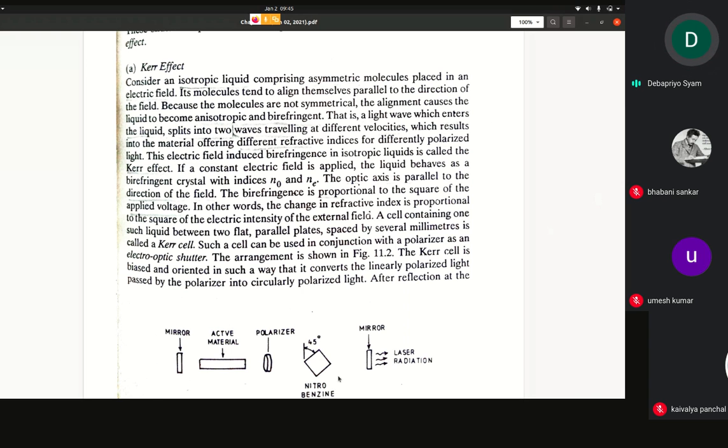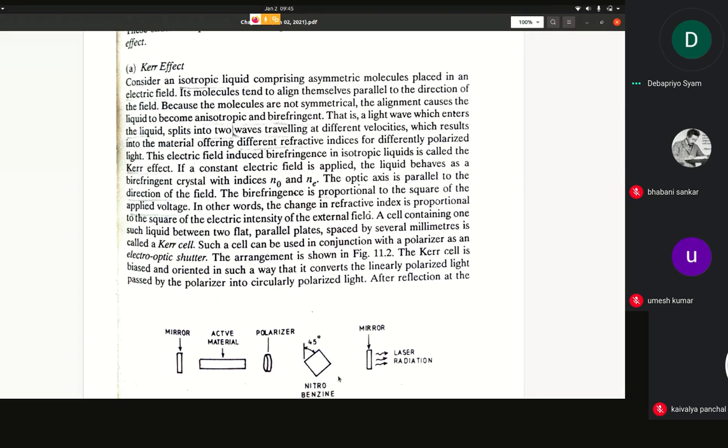Now what happens is that when the flash lamp is started, the ruby rod emits radiation. So part of it goes towards the fixed mirror, the 100% reflecting mirror on the left hand side, gets reflected, and some of this goes to the right anyhow. So this radiation passes through the polarizer. As it passes through the polarizer, it gets polarized in the direction of the pass axis of the polarizer. Then it falls on the nitrobenzene cell. This is the Kerr cell.